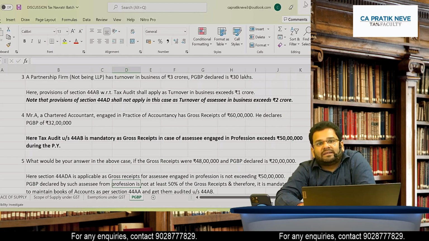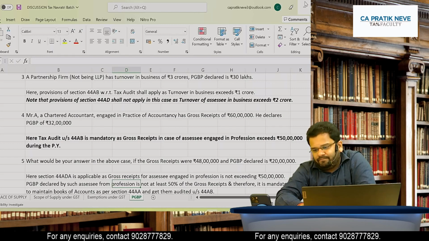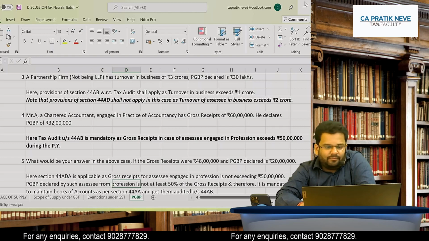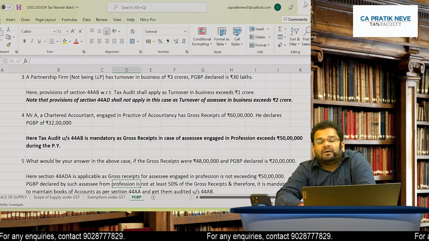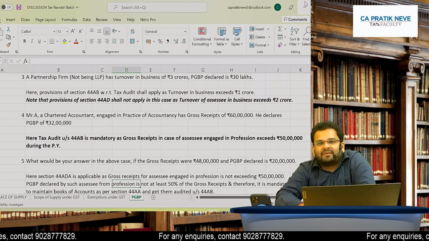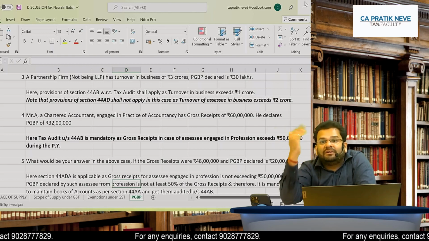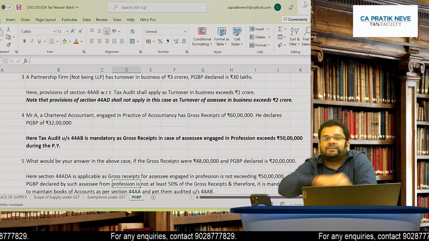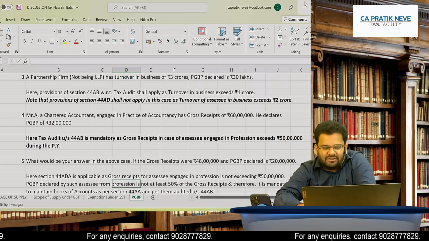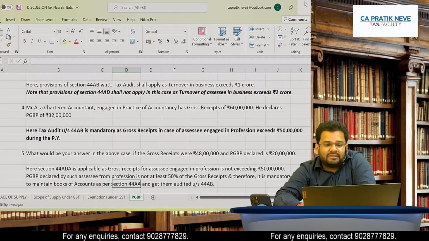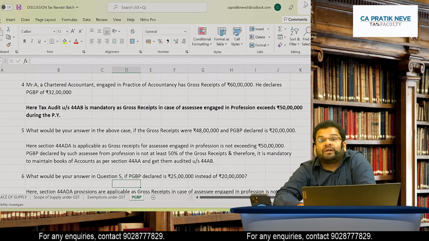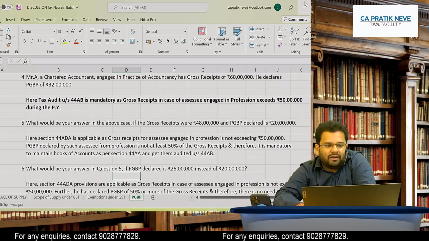Because turnover exceeds 2 crore. Yes, wonderful. And you are assuming your expenses are more than 5% in cash or in receipt is more than 5% in cash, right? वो assume कर रहे हो, इसलिए you cannot apply higher limit of 10 CR. Okay.